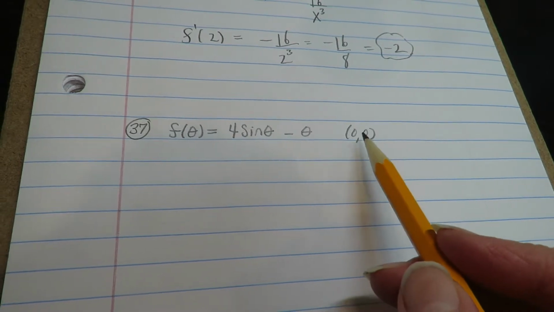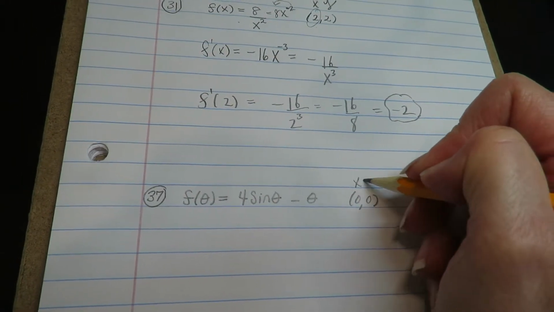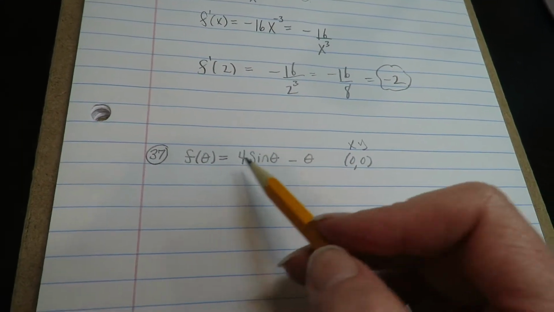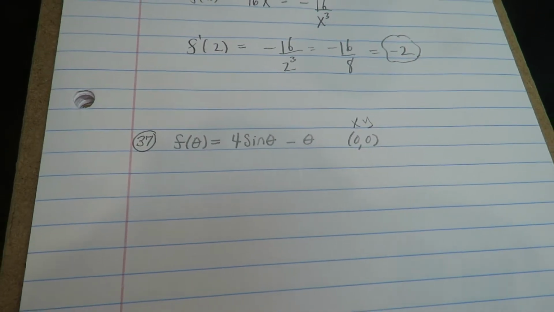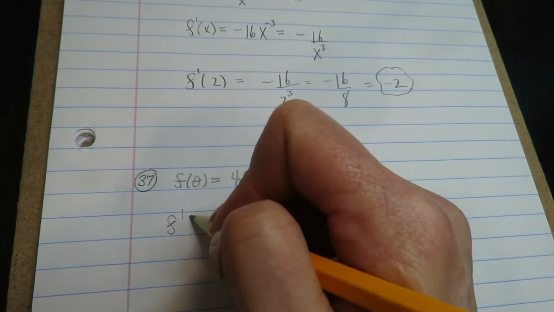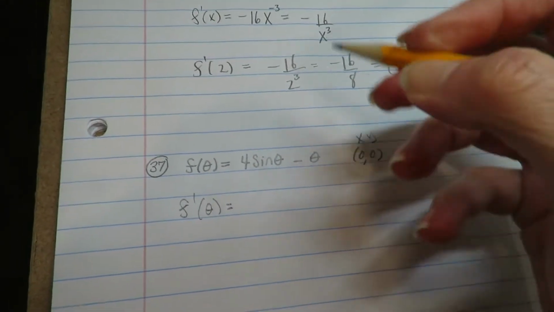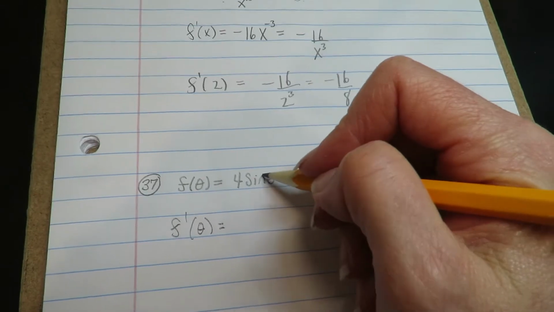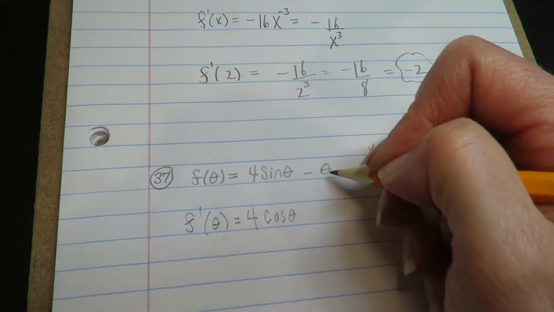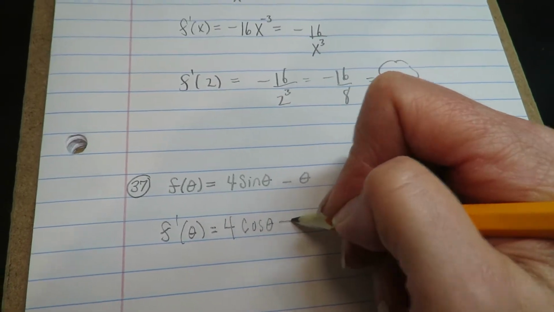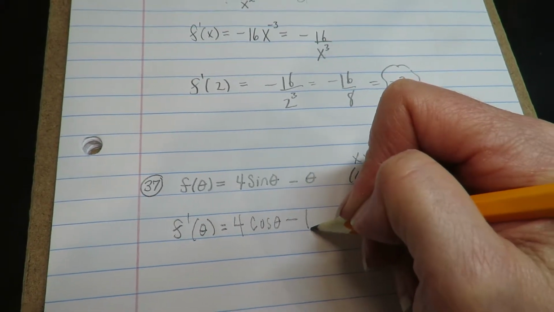We need to find the slope at this coordinate. During lecture, I mentioned the derivatives of the 6 trig functions. Please memorize those. You want to have those handy in your brain. Now the variable here is theta. So the derivative of sine is cosine. And the derivative of theta is 1, but there's a negative in front, so it's negative 1.